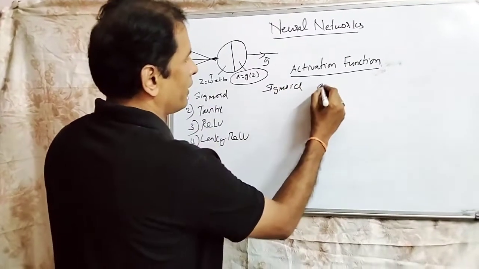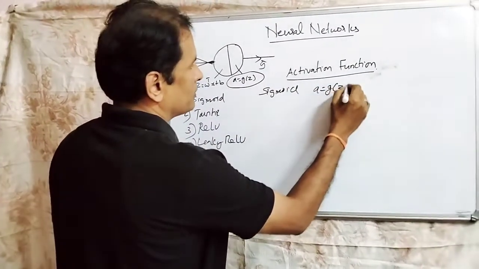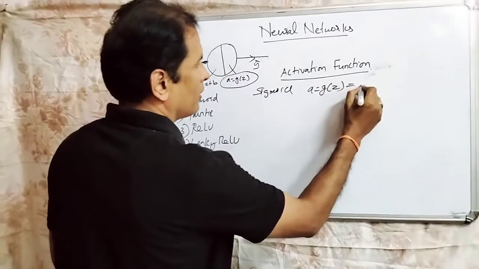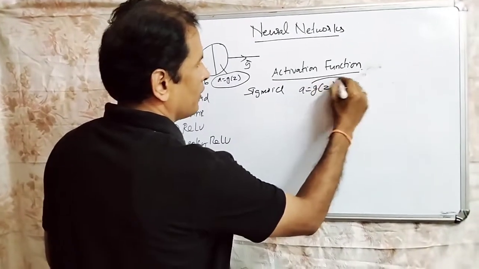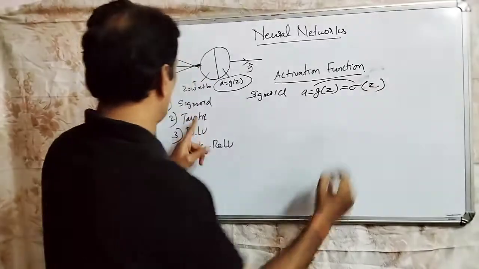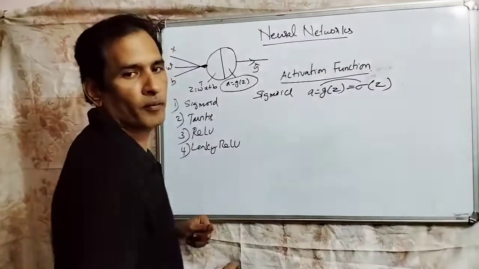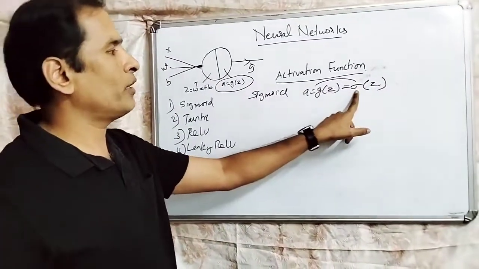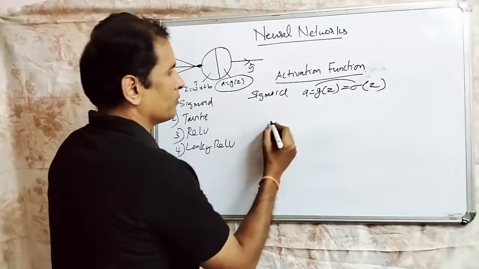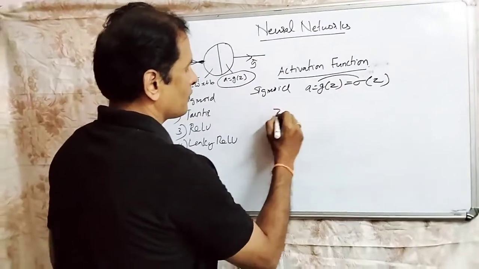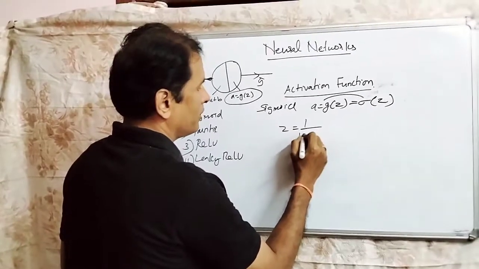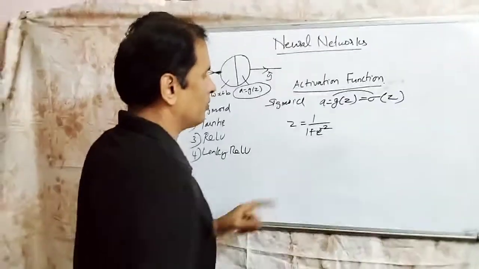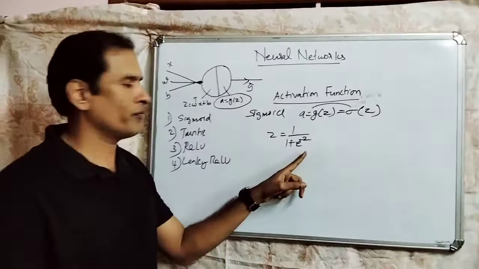Here this activation function A is g of z, where I am replacing the function with an activation function called the sigmoid function, which is represented by sigma. So this is the sigmoidal function. What this means is that g of z is 1 by 1 plus e power minus z.